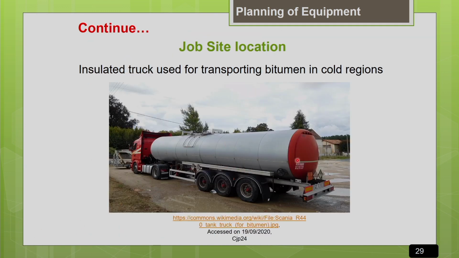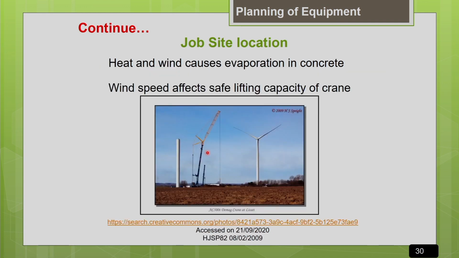This picture shows you an insulated truck which is used for transporting the bitumen. This will help you to maintain the temperature of the bitumen. As I told you, the working temperature of the bitumen is very critical, so you have to maintain a temperature. Similarly, even for ready mix concrete trucks, you can go for insulated RMC trucks, particularly in cold weather countries, in order to maintain the working temperature. Another important thing, in the same line, you can see that heat and wind will affect the concrete performance.